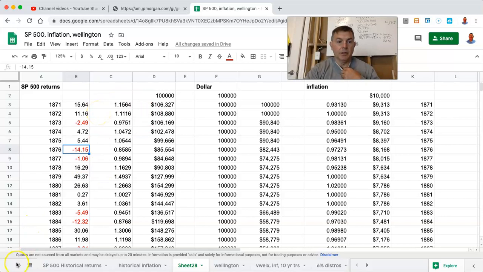Excuse me. All right, so actually that's interesting. Of 30 years, 8 years were down. So we take 8 divided by 30. That's 26% of the time we had negative returns. Interesting.